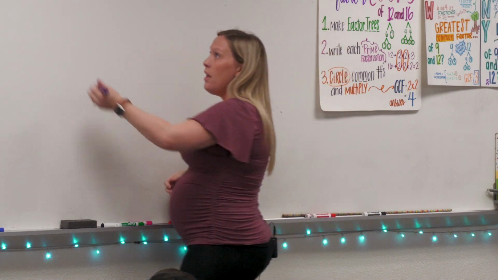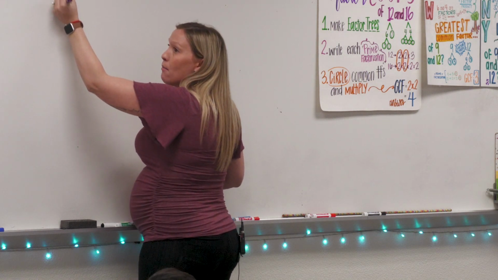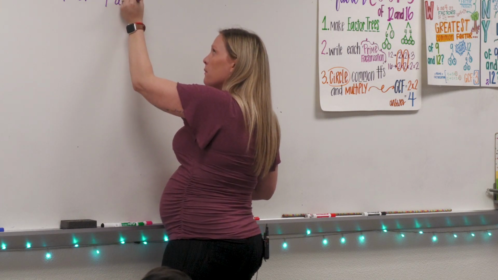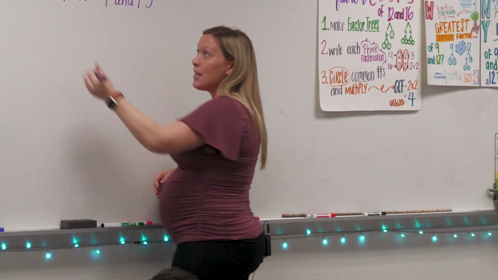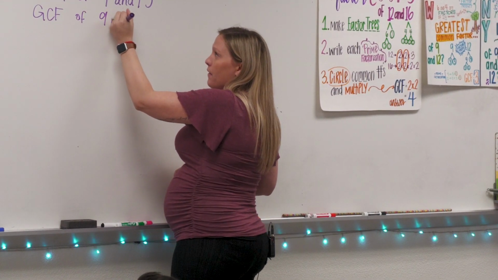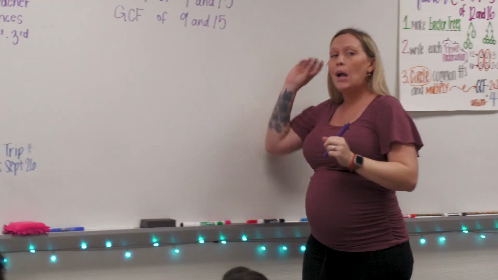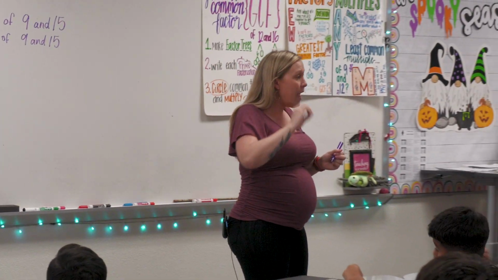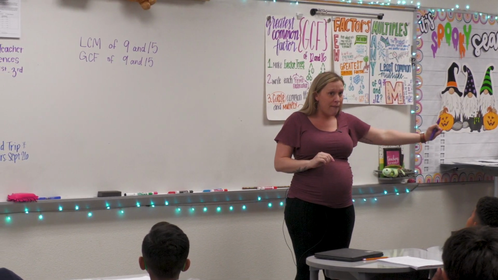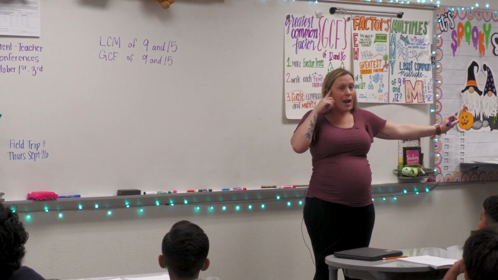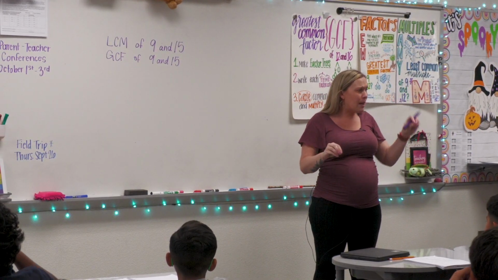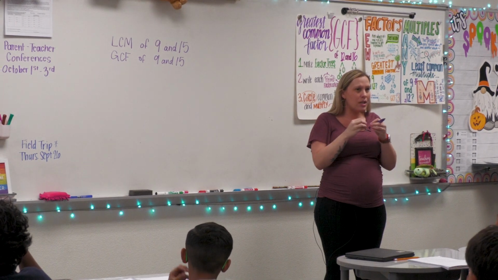Because on the test, if I say, hey, what's the least common multiple of 9 and 15? And then the next question says, hey, what's the greatest common factor of 9 and 15? I want your brains to have a way to remember, hey, when I see least common multiple, I'm going to multiply forever and ever and ever. When I hear greatest common factor, I'm going to do a factor tree. I try to separate the two of them because it gets really easy to mix them up.